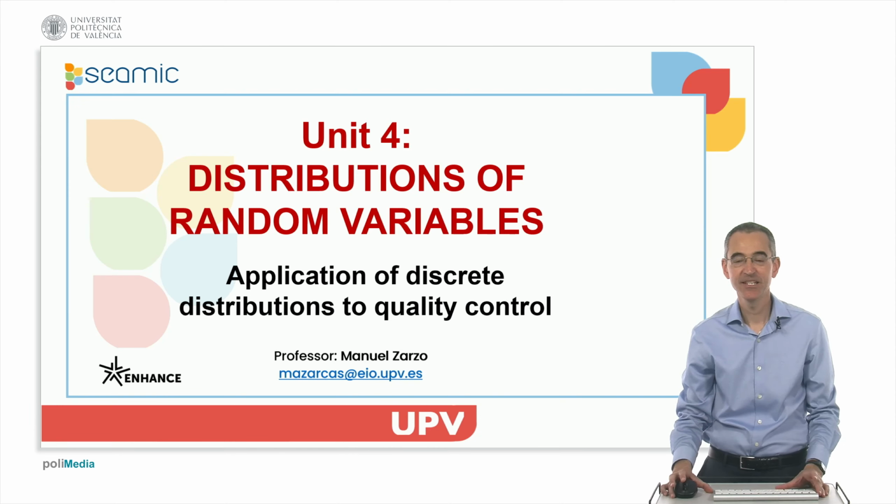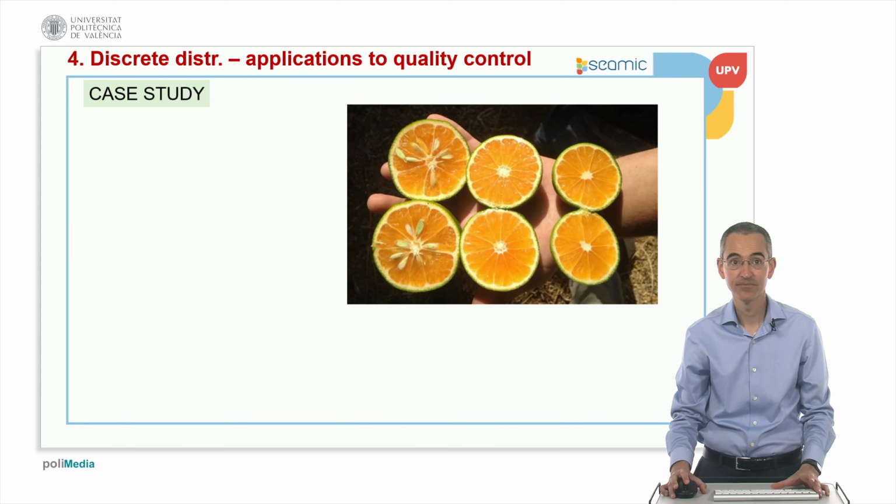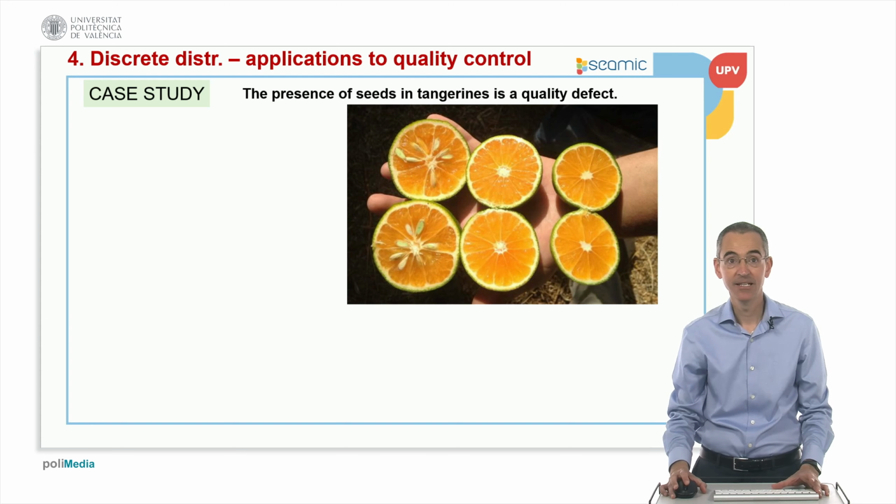Good morning. In this unit, we're going to talk about applications of discrete distributions to quality control. This is an application of the binomial and Poisson distributions that we have explained in previous videos. Okay, so the case study that I'm going to present is the following.